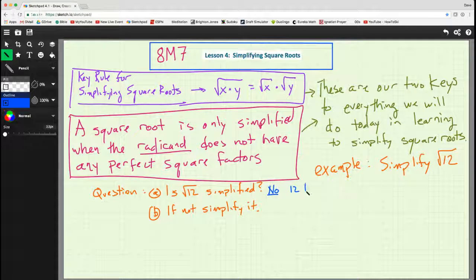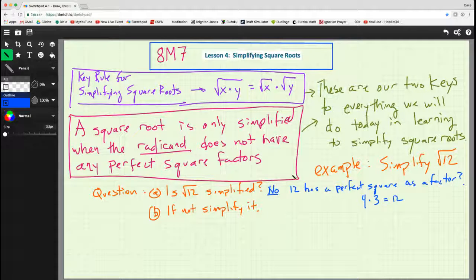No, because 12 has a perfect square as a factor. Can anyone tell me what that perfect square is? Turn on your brains. The perfect square factor in 12 is the number 4. Because 4 is a factor of 12, it is not simplified. So 4 times 3 equals 12. Okay, so we know it needs to be simplified, so we need to simplify it.